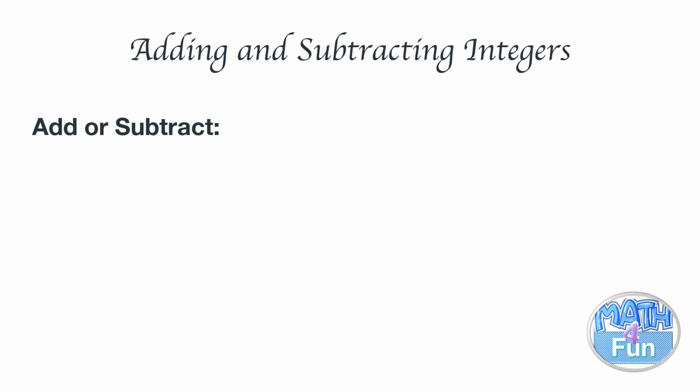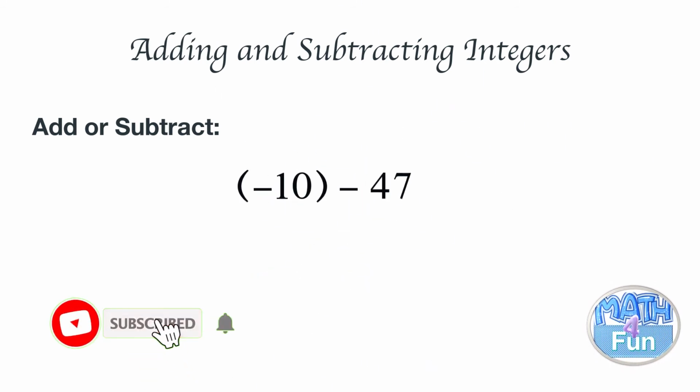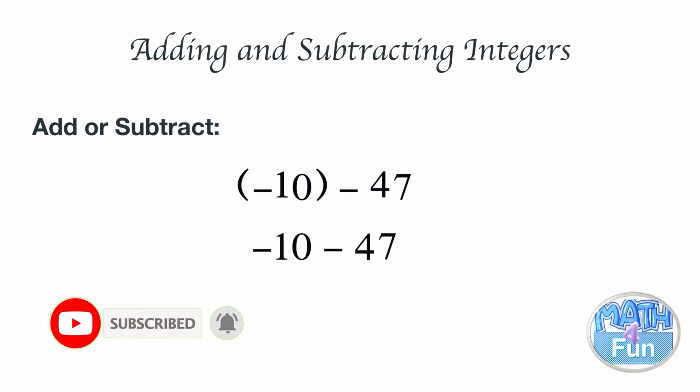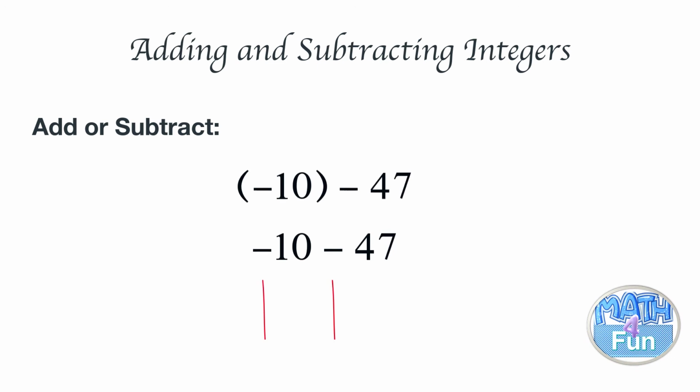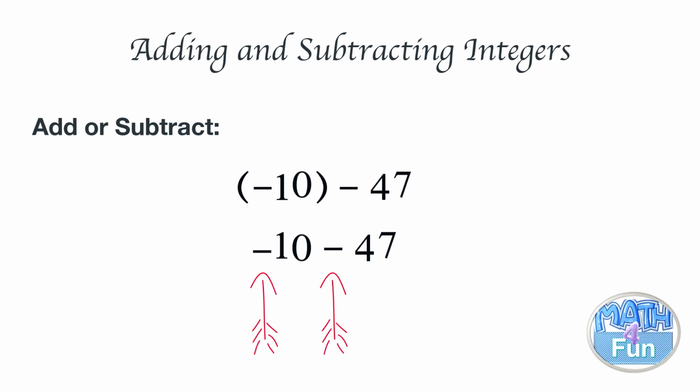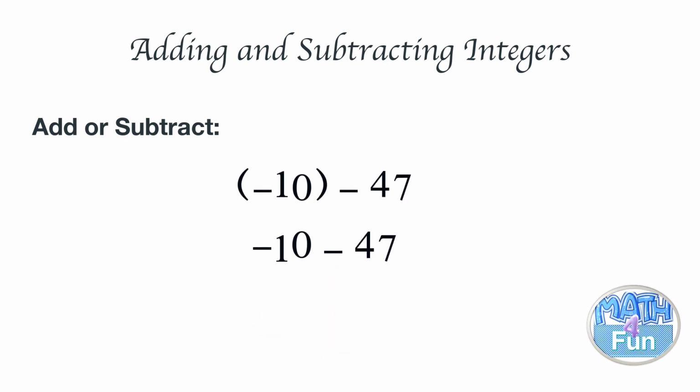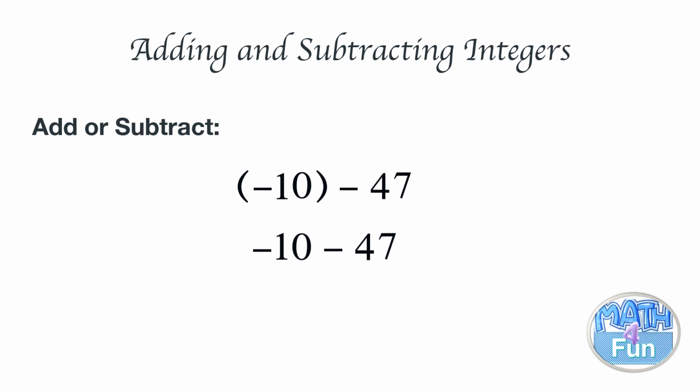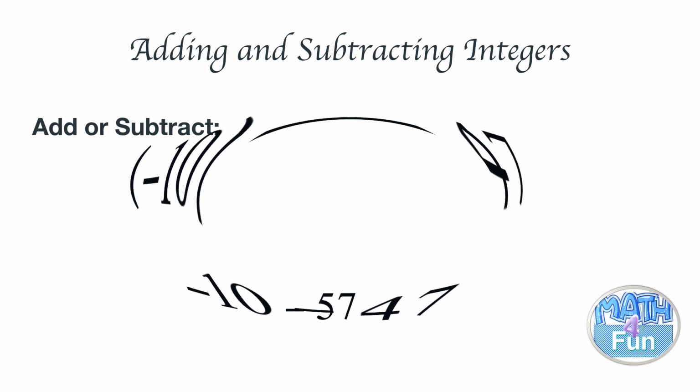Let's do some more practice. Here we have minus 10 minus 47, so we can remove the parentheses, so we have minus 10 minus 47. Since they are both negative, we can add them and we keep the negative sign. So minus 10 minus 47 is minus 57.